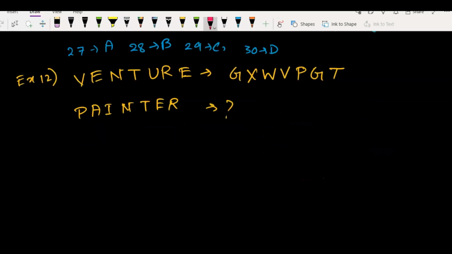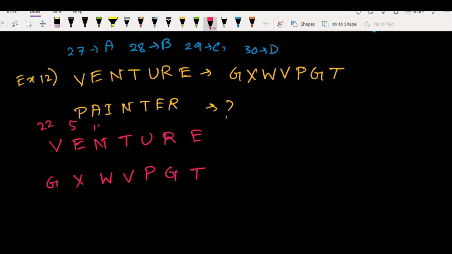Let's see one more example. We have VENTURE, and this goes to GXWVPGT. So it is 22, then 5, 14, 20, 21, 18 and 5. G is 7, 24, then we have 23, 22, then 16, 7 and it is 20. So V goes to 24 and E goes to 7.